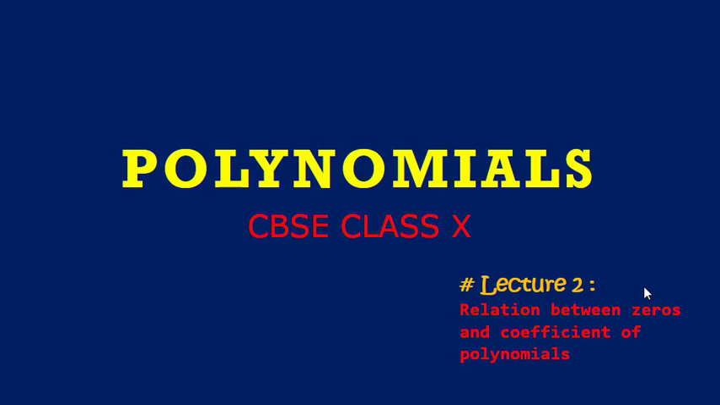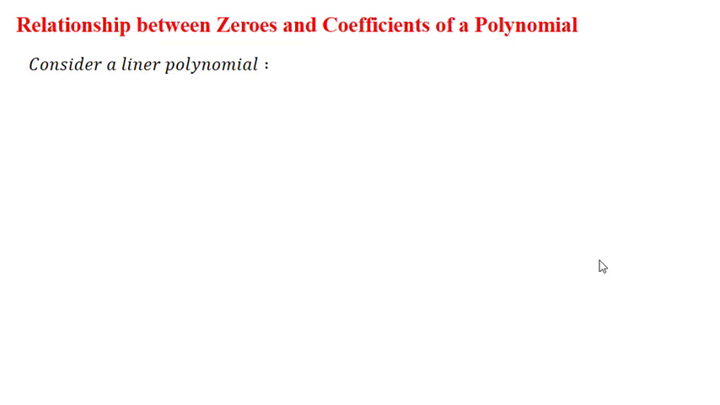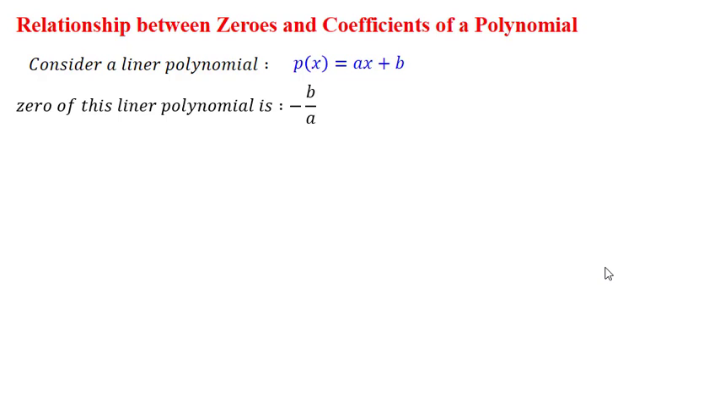In this lecture we are going to see the relation between zeros and coefficients of polynomials. Let us consider a linear polynomial p(x) equal to ax plus b. Now here we know that the zero of this polynomial is minus b upon a. If you compare from this polynomial, it is minus the constant term divided by the coefficient of x.